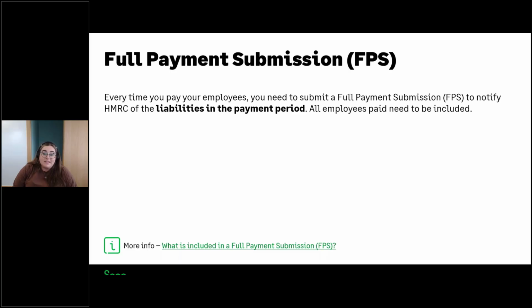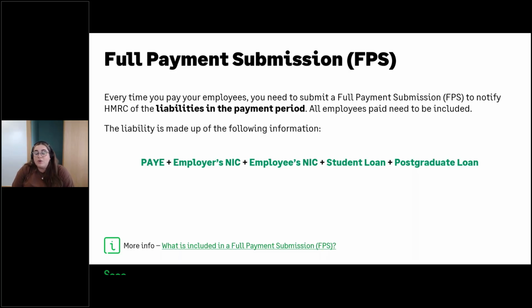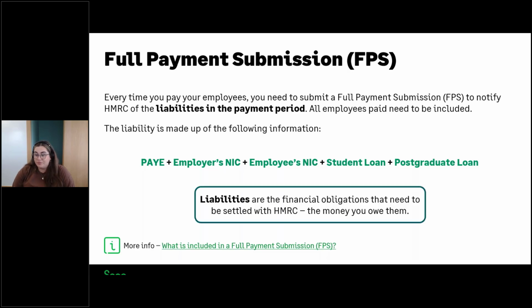Now the liability, this is made up of loads of different things. So you've got your PAYE, your employer's national insurance, employees' national insurance, student loan and postgraduate loan. And when I say liabilities in the payment period, that refers to the amount of money that a business or individual owes to HMRC. So essentially the money that you owe them.